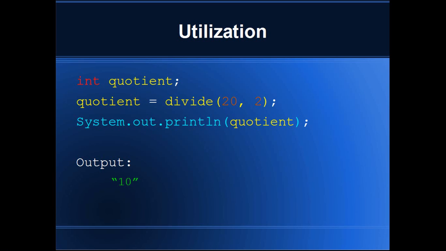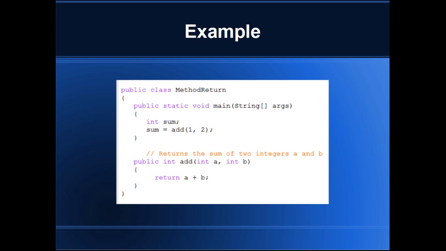Here's utilization of the divide method. Integer quotient is equal to divide 20 by 2, and when you System.out.println the quotient variable, it will output 10. And this is an example of a value returning method that adds two integers a and b and returns the sum.